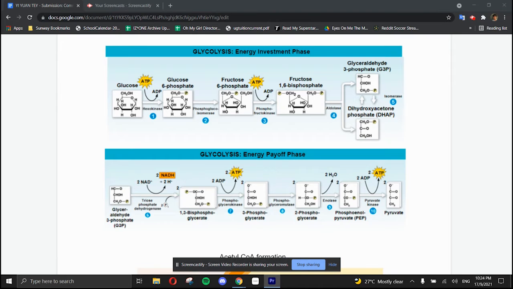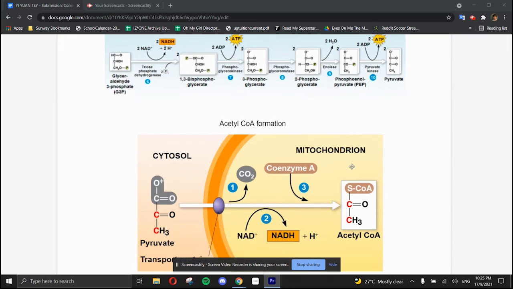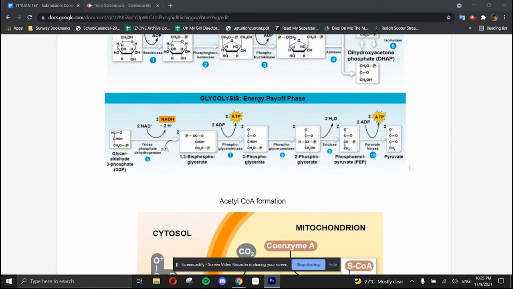In cellular respiration, glucose and other organic molecules are broken down in a series of steps to produce energy in the form of ATP. Hi, my name is Ian, and in this video, I will be covering the first and second step of cellular respiration, which includes glycolysis and acetyl CoA formation.